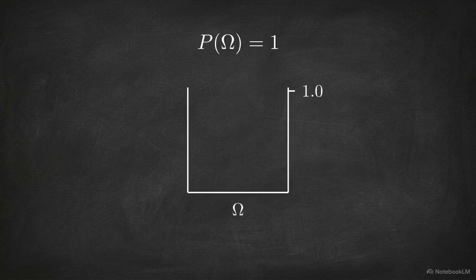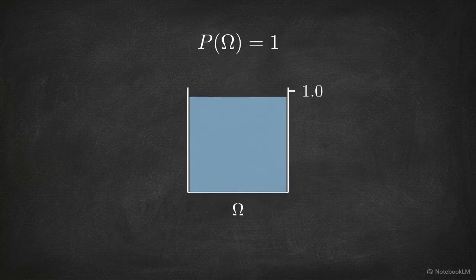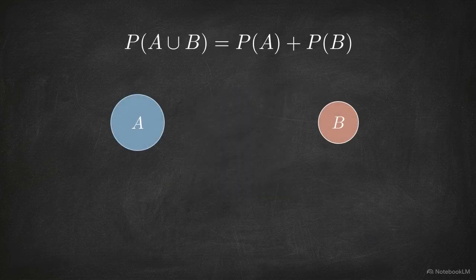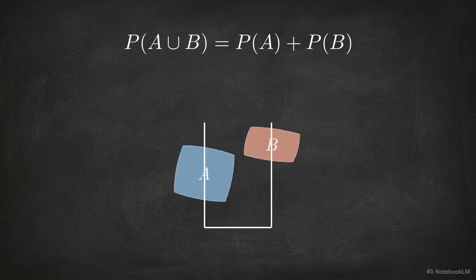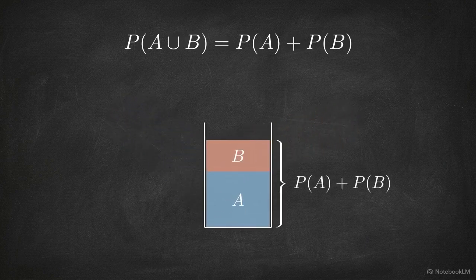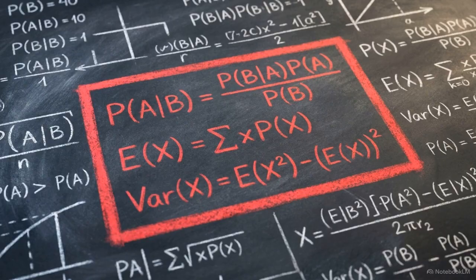Second is normalization. The probability of all outcomes combined must equal exactly 1. Third is additivity. If two sets have no overlap, their combined probability is the sum of their individual probabilities. These three axioms define the mathematical constraints for the calculations that follow.